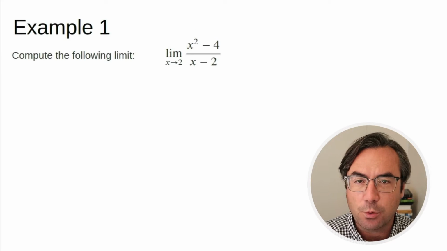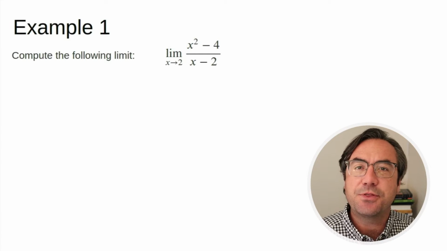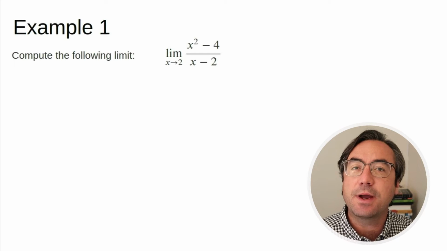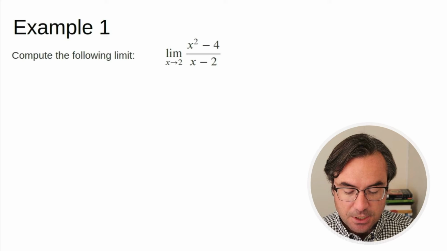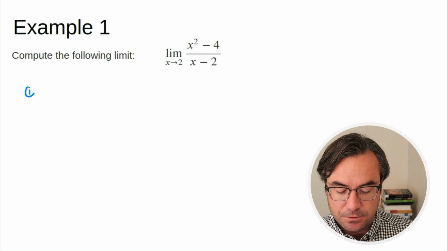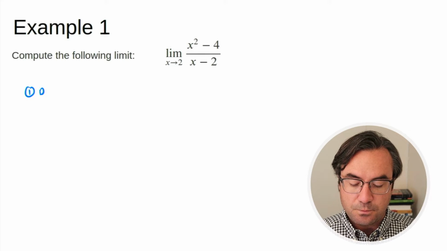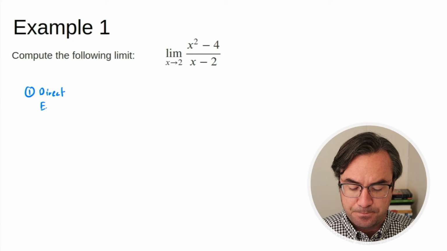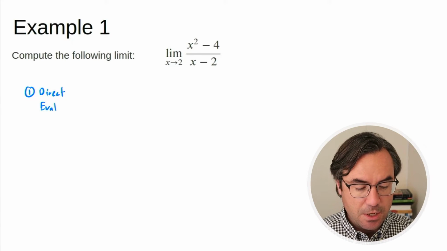minus 2. Okay, so as with any limit that we're going to try to calculate, the first thing we should do is try direct evaluation. So that's what we try first. So we try our direct evaluation. Let's see what we get.